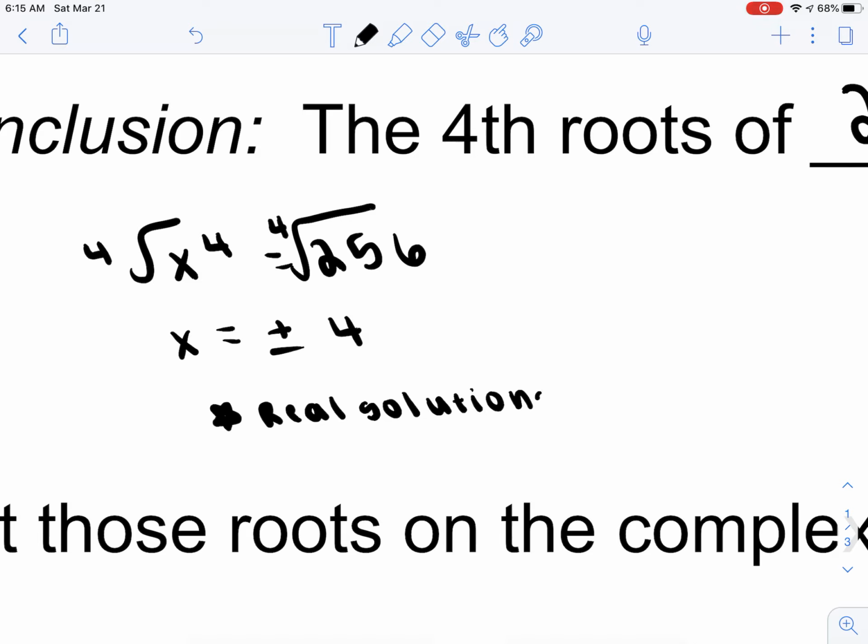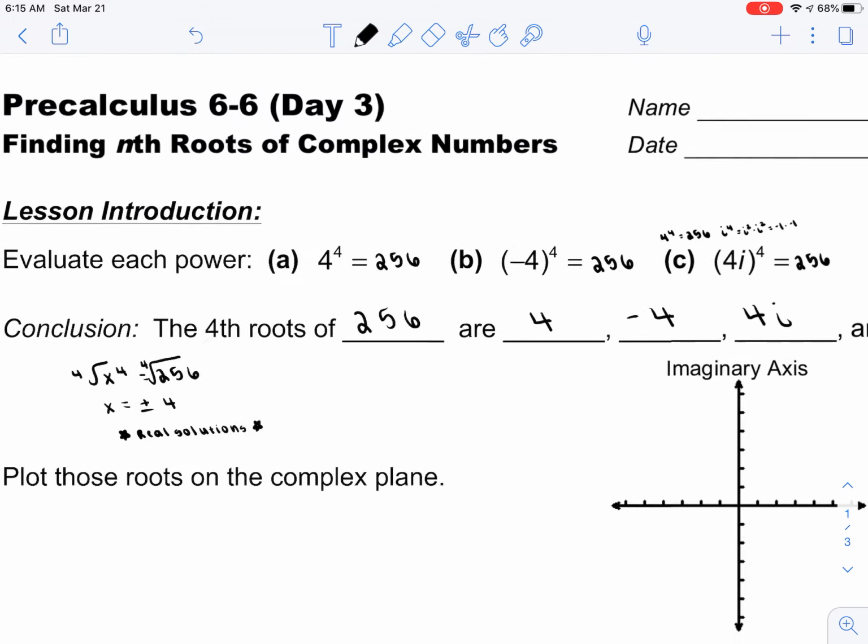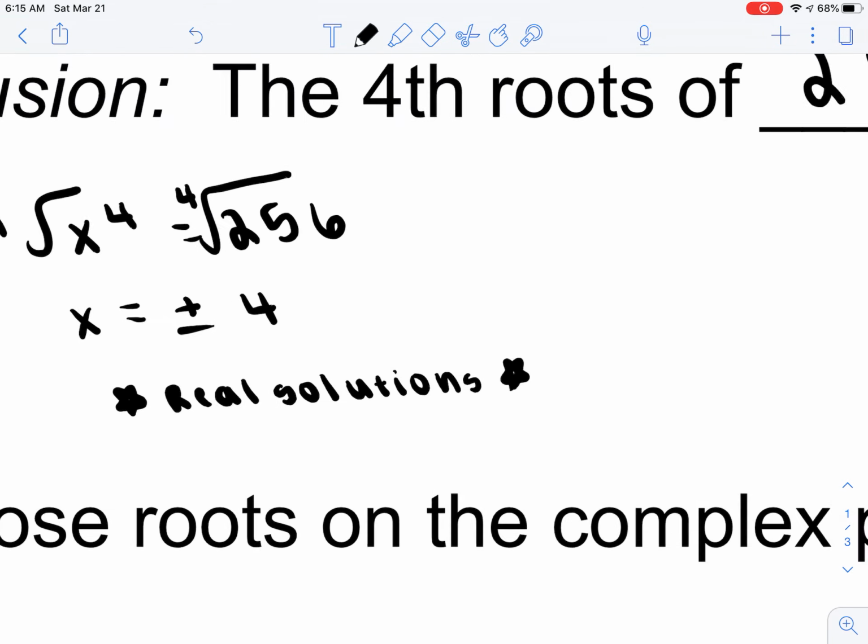You've only been finding the real solutions. Now, you may have thought, well, maybe these are multiplicities. Maybe these are double roots, but they're not. Actually, 2 of these solutions are imaginary. As you can see right here, we have 4i and negative 4i.